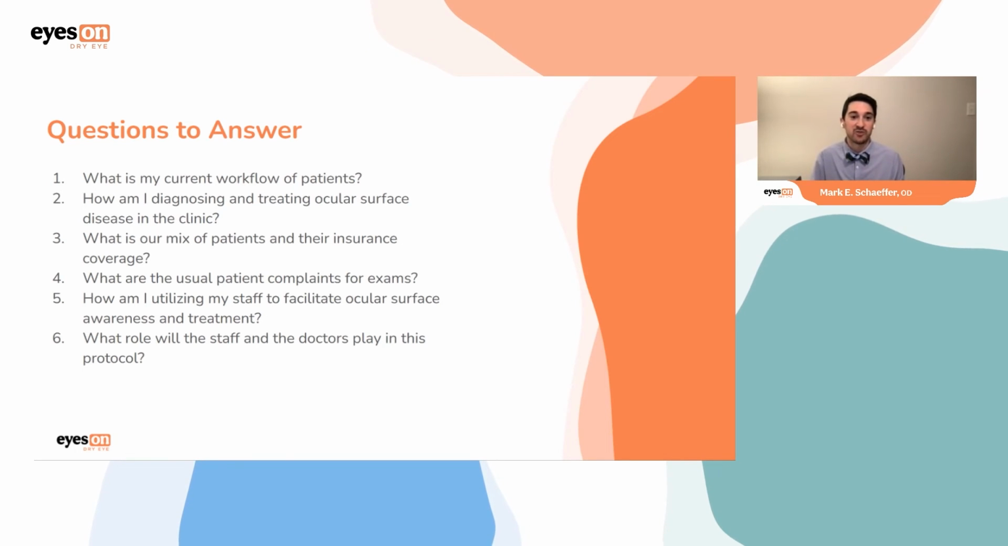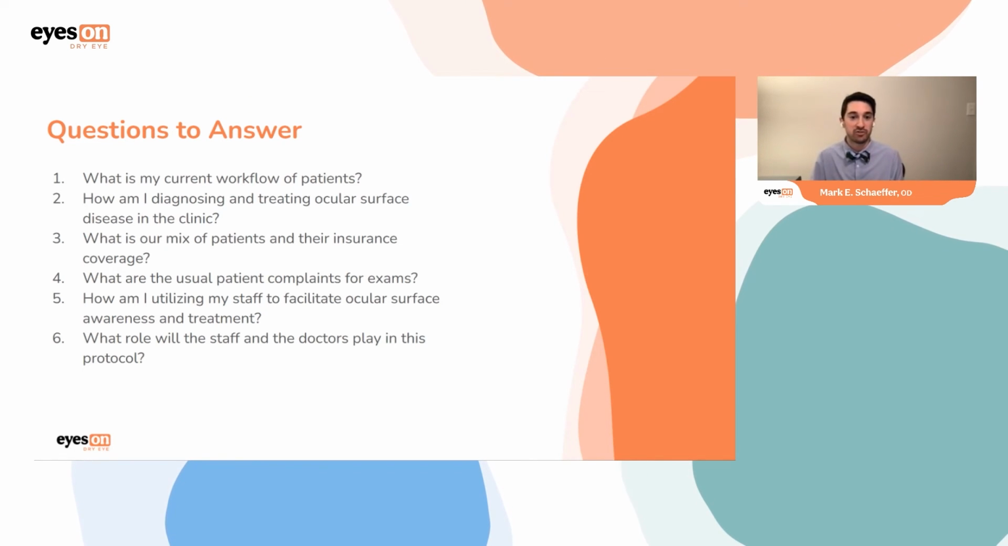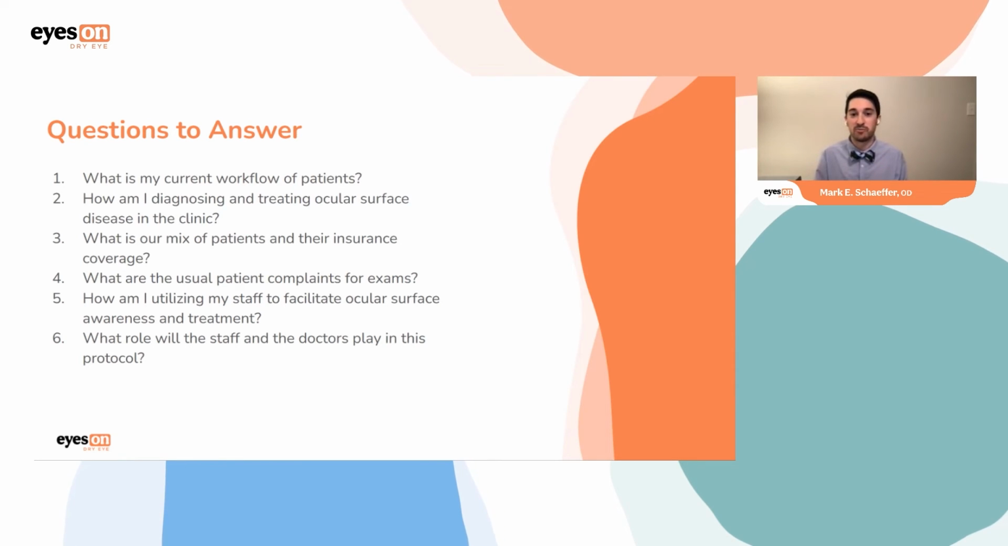The next thing you want to think about is, what is our mix of patients and their insurance coverage? So do you have a lot of Medicare? Do you have a lot of commercial? What is the age demographic that you have? If you are a pediatric practice, your dry eye protocols are going to look very different than somebody who's practicing 90% or 65 and older.